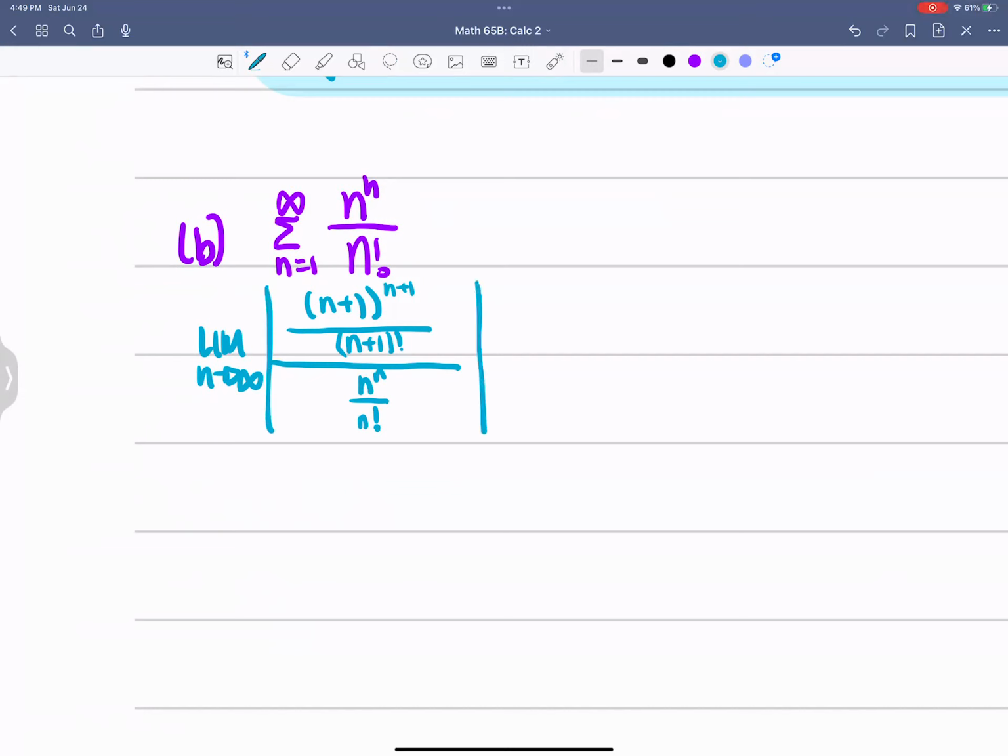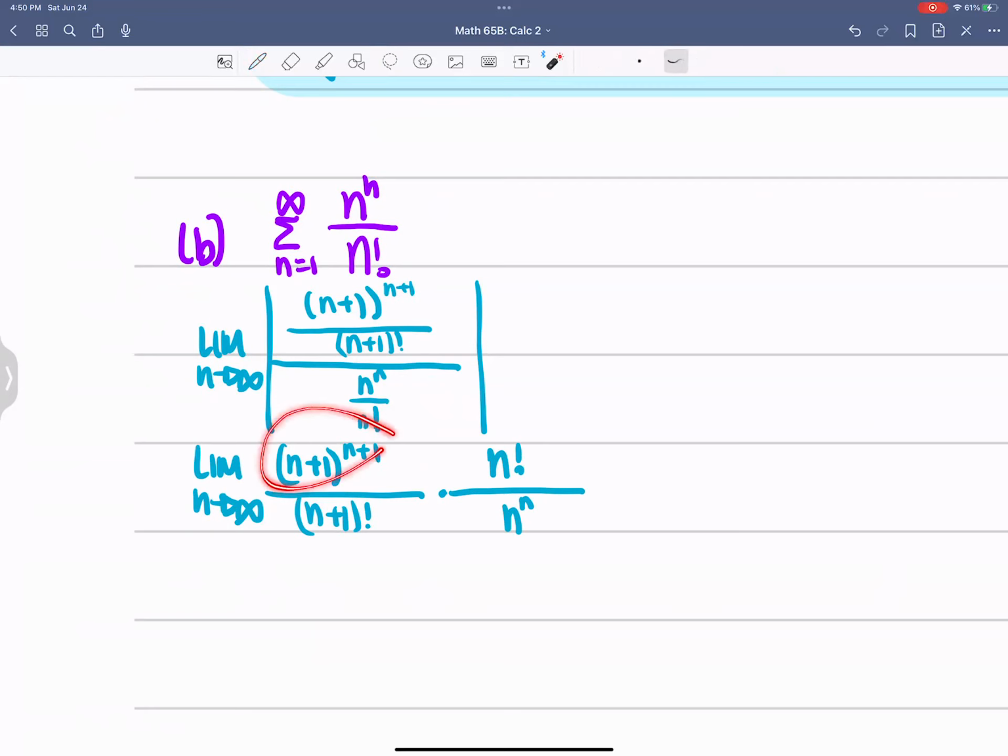And absolute values. Since all of these values are going to be positive, we could drop the absolute values. So that's going to be the limit as n approaches infinity. Here we have n plus 1 to the n plus 1 over n plus 1 factorial, and here we have n factorial over n to the n.